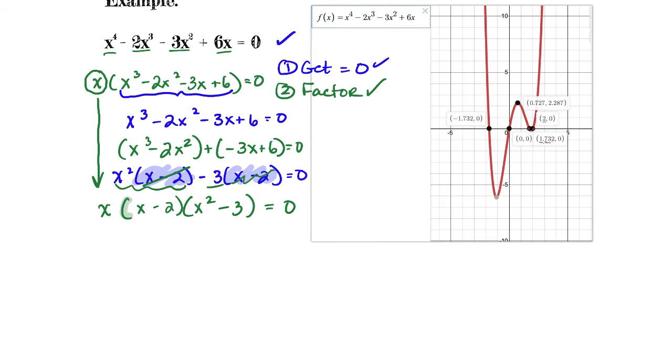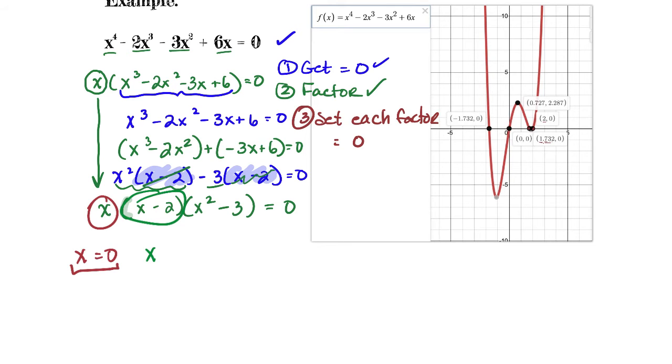Let's go to step 3. In step 3, we're going to set each factor equal to 0. So here's our first factor, x. We set it equal to 0. And see, this equation already tells me what x is. x is 0. The second factor, x minus 2, I set him equal to 0. He doesn't tell me what x is yet. I have to do a little work. I add 2 to both sides. x is 2. So there's my second answer.